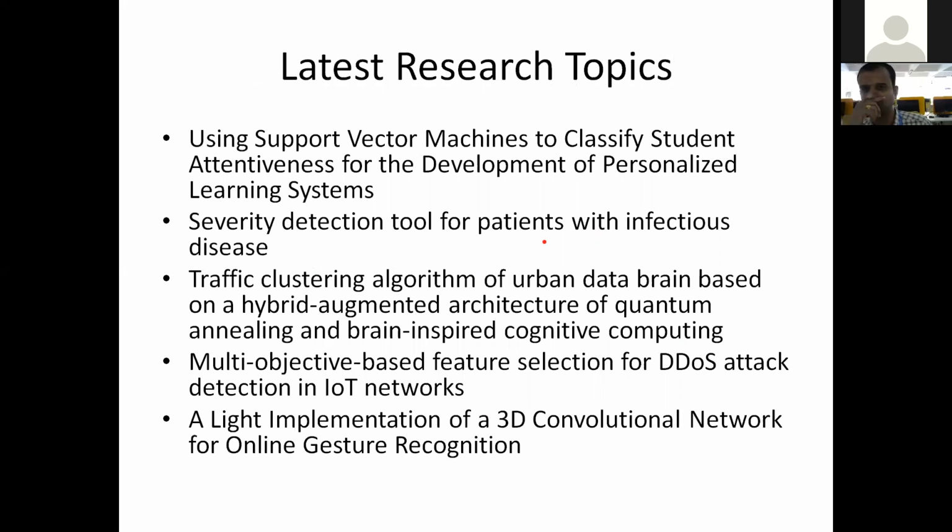And these are some of the latest research topics that are generally used. You can see support vector machines, how to use them to classify student attentiveness for development of a personalized learning system, and a severity detection tool for patients. We can use traffic clustering algorithms. We can use quantum annealing, multi-objective based feature selection. We can use DDoS attack detection, a light implementation of 3D convolution for gesture recognition.